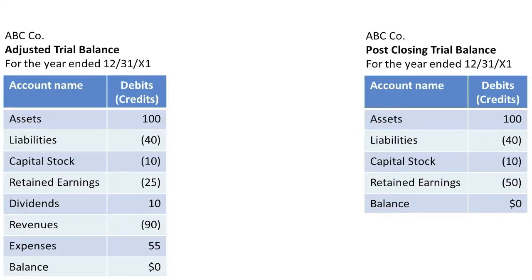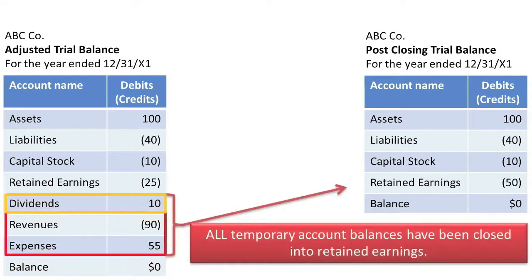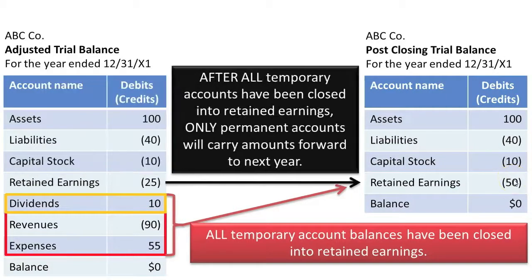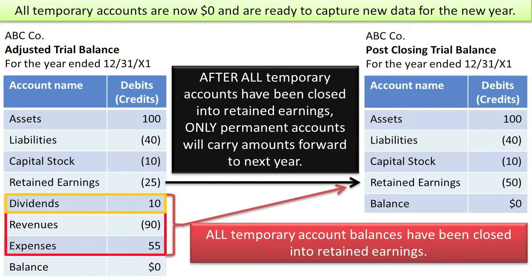Looking at it from the big picture again, we took all the temporary accounts and we closed them into retained earnings, causing retained earnings to go from a credit of 25 to a credit of 50. After all the temporary accounts have been closed into retained earnings, only permanent accounts will carry amounts forward to next year and will appear on the post-closing trial balance. All temporary accounts are now 0 and are ready to capture new data for the new year.